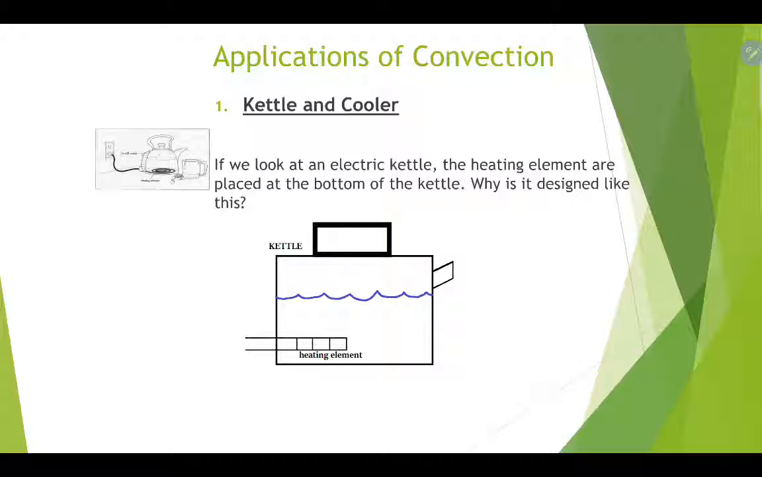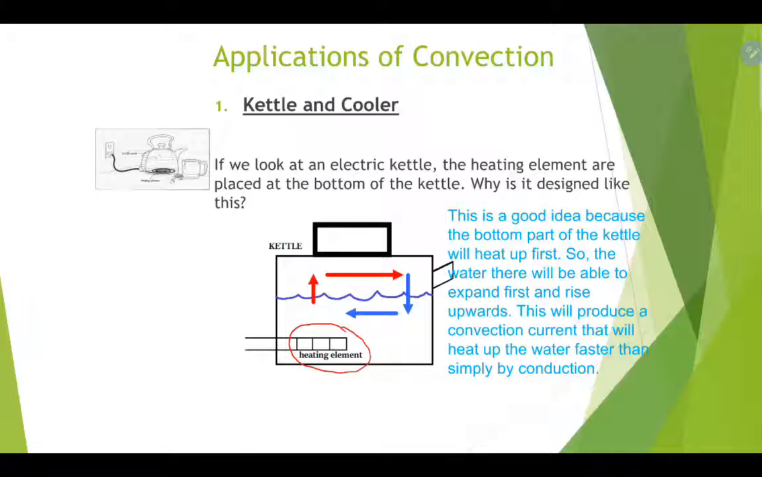So some examples of convection. If we look at an electric kettle, the heating element where it gets heated, if you open your kettle, the heating element is usually at the bottom. It's put at the bottom so that you can use the laws of convection. Okay, so the water near the heating element will expand first and then rise upwards. This will produce a convection current that will heat up the water faster than simply by conduction.